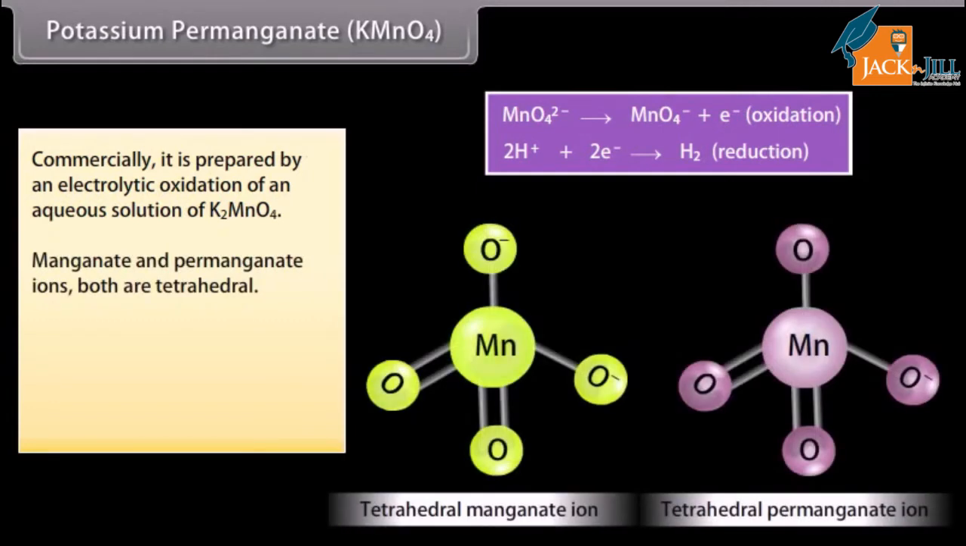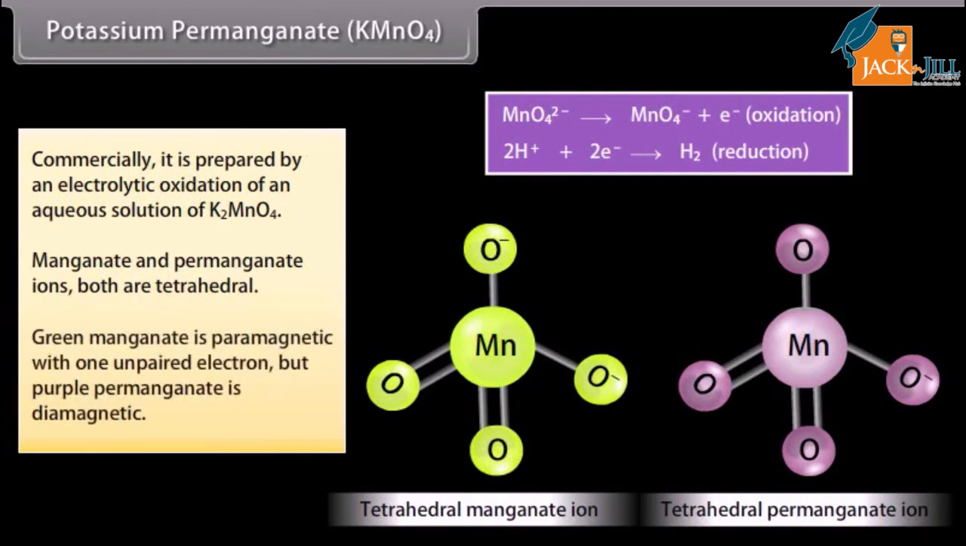Manganate and permanganate ions both are tetrahedral. Green manganate is paramagnetic with one unpaired electron, but purple permanganate is diamagnetic.